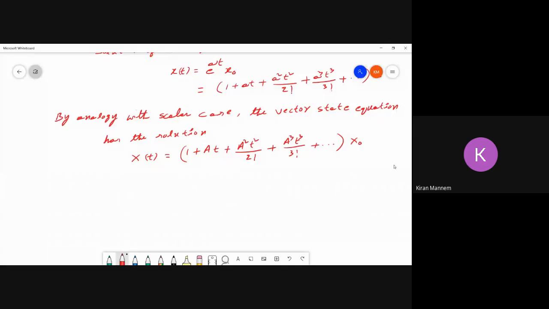Where e power A t would be I plus A into t plus A square t square by 2 factorial plus A cube t cube by 3 factorial plus and so on. Right? Now what is A? A is an n by n matrix.